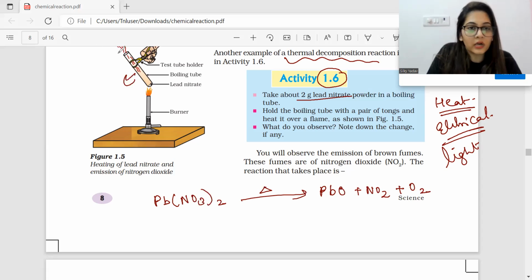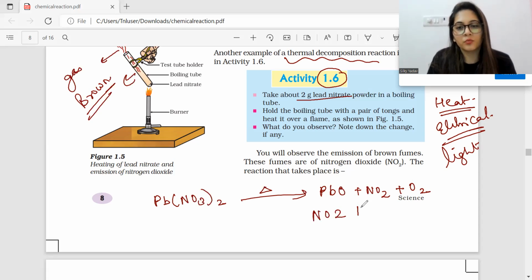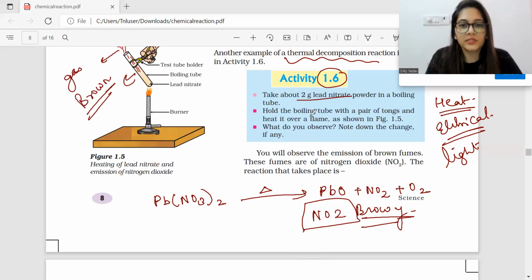Now, the color of the gas evolved is brown. So how will you remember the color of the gas? You can remember it in this way: NO to brownie. NO2 is the gas evolved and the color is brown, NO to brownie. Okay, I hope that's clear.